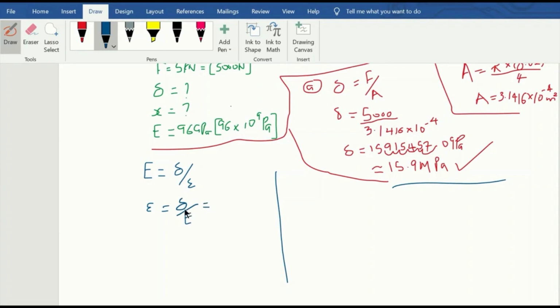So I can log in the values. My stress is 15.9 megapascal, which means times 10 to the 6, over the modulus, which is 96 times 10 to the 9. When I put this in my calculator, I should get 1.6563 times 10 to the minus 4. Remember that strain has no unit, because strain is dimensionless.